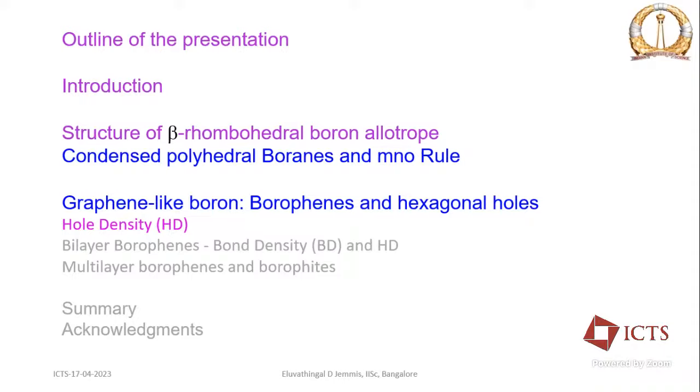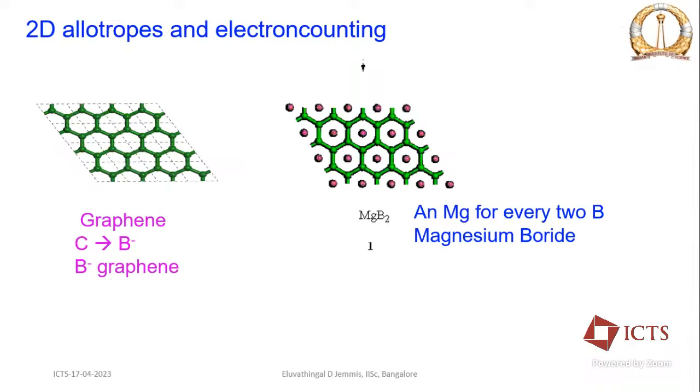So in graphene, sorry, in borophenes, same thing happens. In fact, worse. That's what I wanted to get to. Now, 2D allotropes. Let us assume that we replace each carbon by a B minus. Right. So we have graphene with B minus, and we have something similar.